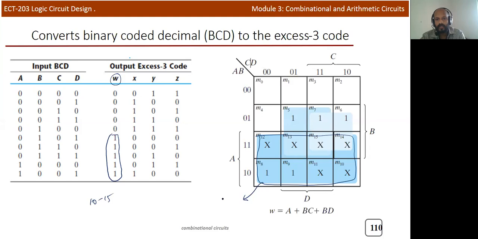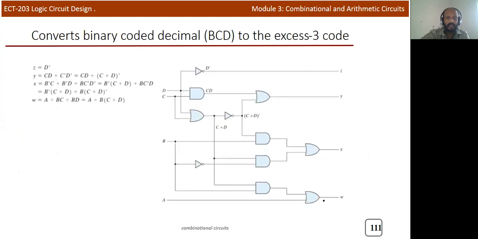This is equivalent to A. And if you consider 4 ones including this don't care, it becomes B and D. So BD will be there, and you can also consider one more group. If you consider this particular group, row wise it's B, and column wise it's C. So BC. So W equals A plus BD plus BC.